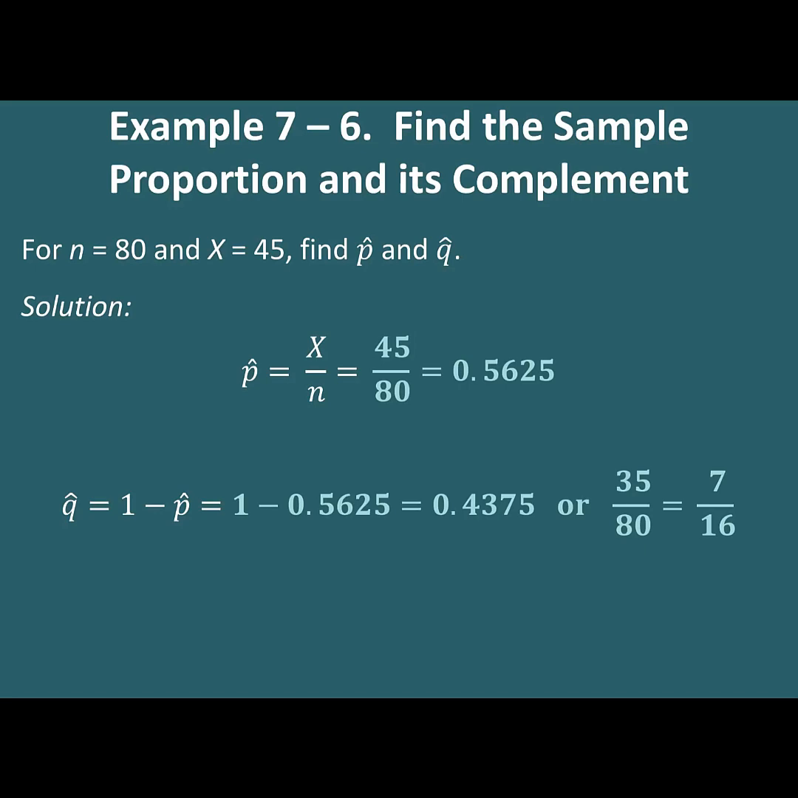Another way to do it is to simply take the sample size, subtract x, then divide by, again, the sample size. So that would be 35 divided by 80. You'll get the same answer, 0.4375.